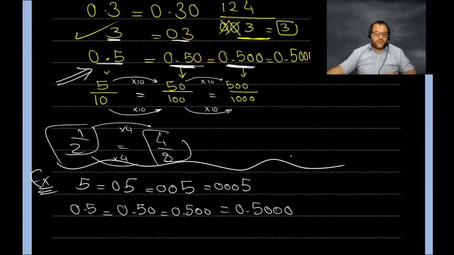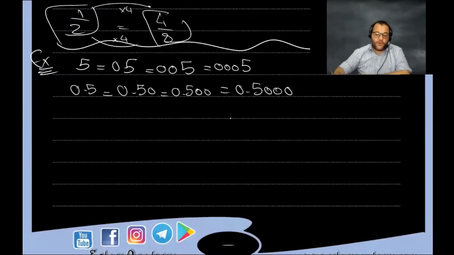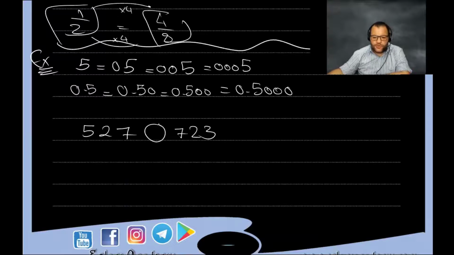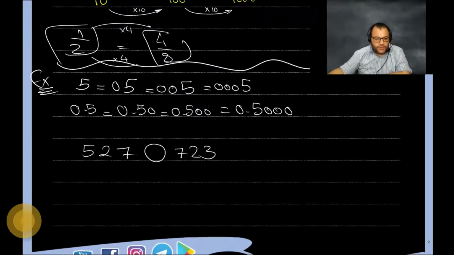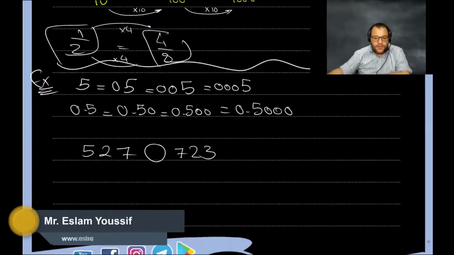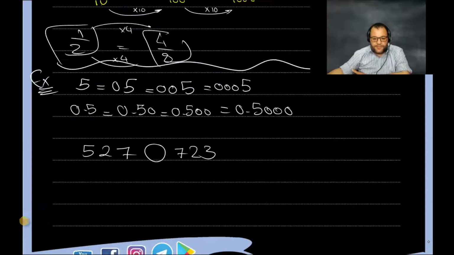So now we need to go back to the lesson, comparing numbers. If you have numbers like 527 and 723, we need to compare between them. How can you compare the two numbers? I need someone to solve with me. Abdul Ghani. Abdul Ghani, can you compare now with me, please?